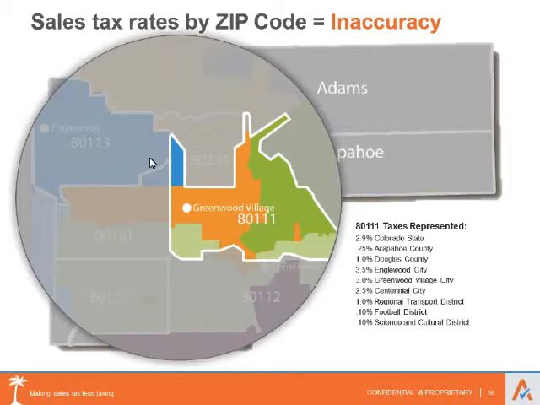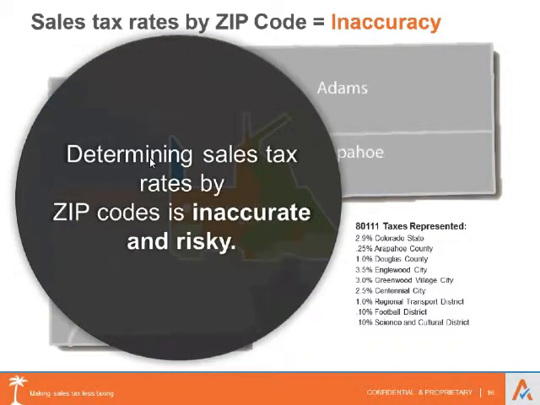When we drill down even further into the zip code, you can see all of the special taxes that have to be applied and collected and remitted to the state and the special jurisdiction. Typically, your zip code rates are not going to calculate that for you. So really, using zip codes is risky and inaccurate.